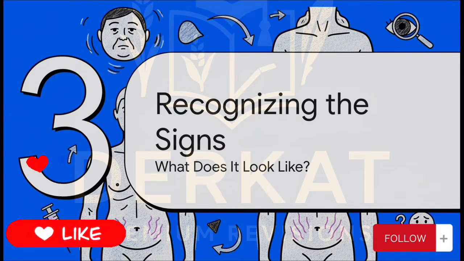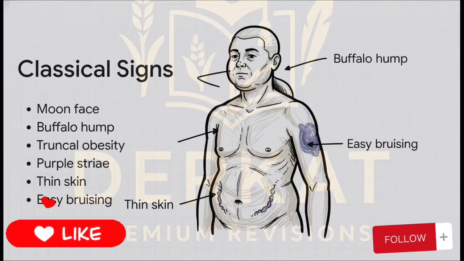All right, we've covered the causes. But what does a patient with Cushing's actually look like? Let's dive into the classic clinical signs, the ones that should make a little light bulb go off in your head that says Cushing's during an exam. These are the absolute textbook giveaways. That excess cortisol causes fat to move around and settle in very specific places.